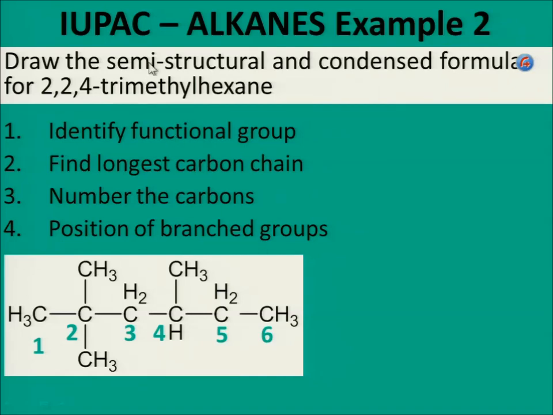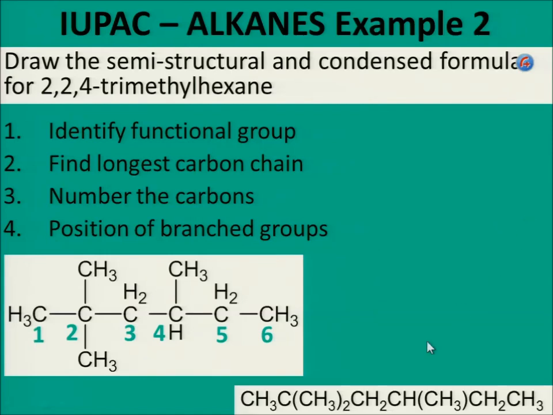But they asked for a semi-structural and condensed formula. Semi-structural means you do not show the hydrogen-carbon bonds. So this is semi-structural and this is the condensed formula. In the condensed formula, you only show the groups. So here is your CH3. Then you have a carbon with 2 CH3 groups. Then you have a CH2, CH with a CH3 group, CH2, CH3.